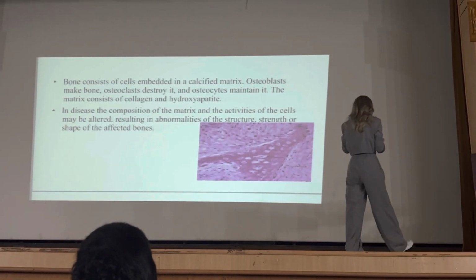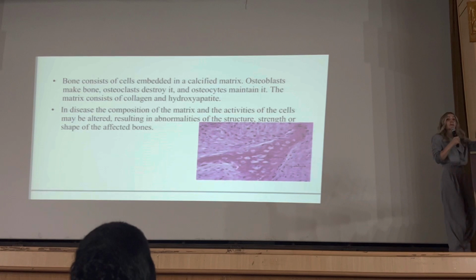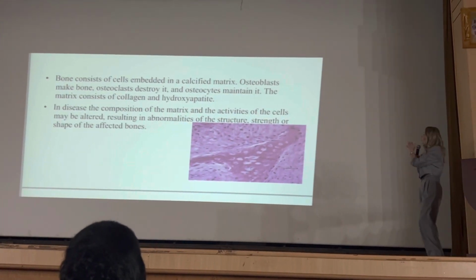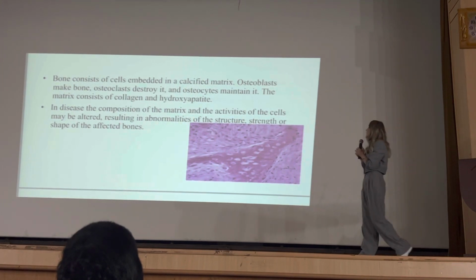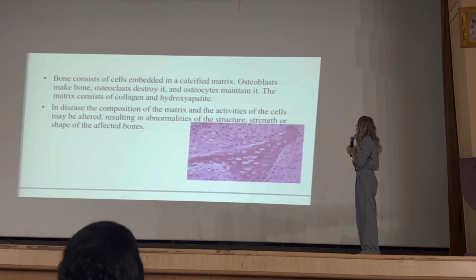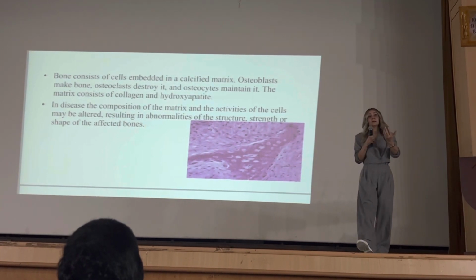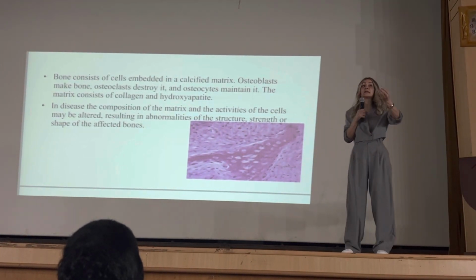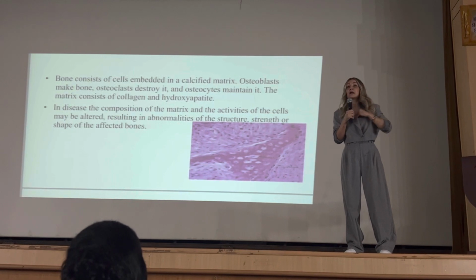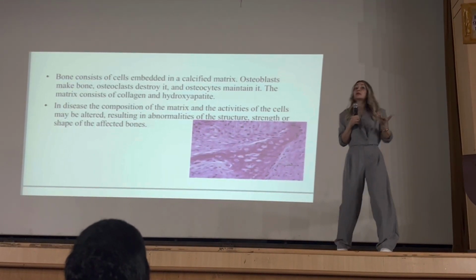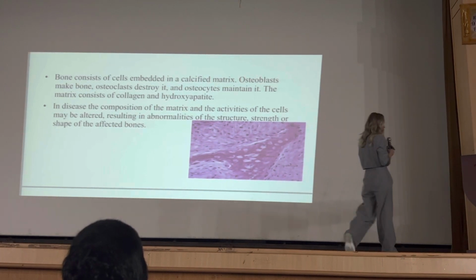Okay, so the majority of the bones are formed of these types of cells. In disease, the composition of the matrix and the activity of the cells are affected. If there is a defect in the matrix composition or in the cells, it will lead to abnormality in the bone, and eventually to certain types of diseases.